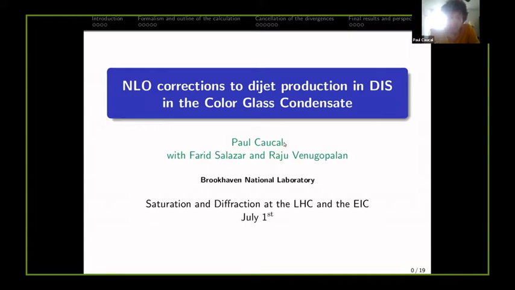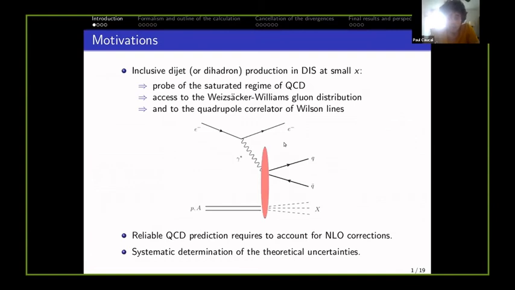All right, so let me start with just a brief introduction. We are interested in dijets in DIS. This is the process that we are looking at. As is well known, this process is a very promising probe for the saturated regime of QCD. It will give access to the Weizsäcker-Williams gluon distribution, and it is also sensitive to the correlator of Wilson lines. We have seen in the previous talk examples of why this process is so appealing for this community.